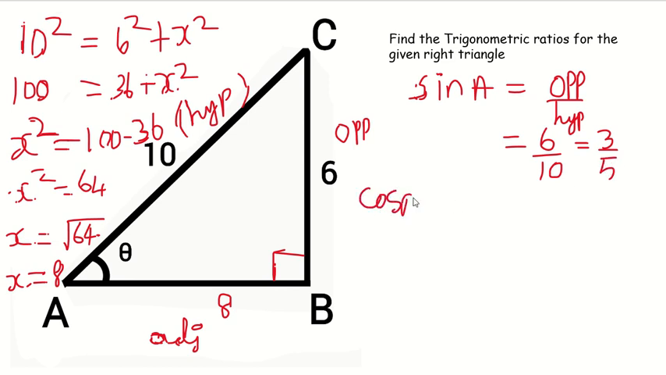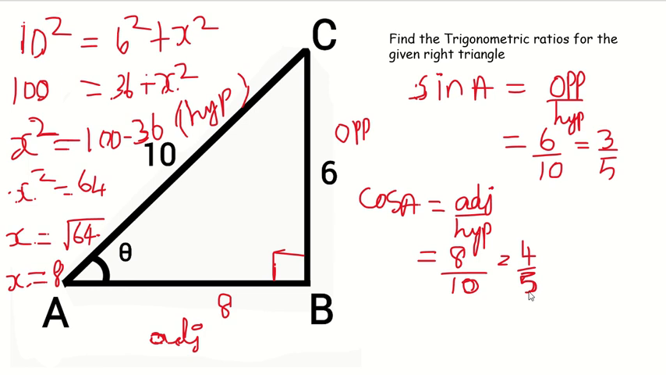Next, cos A. What is the cos A formula? We learned it. Cos A is adjacent by hypotenuse, right? Adjacent is 8, and the hypotenuse is 10. So what is the answer? If I take the simplified form, it's 2 fours are 8, 2 fives are 10. It's nothing but 4 by 5.